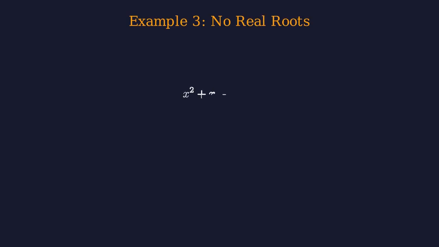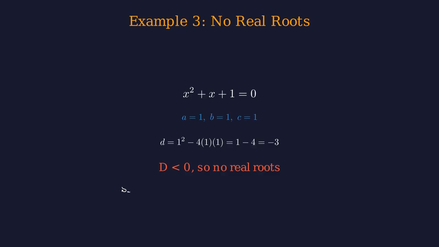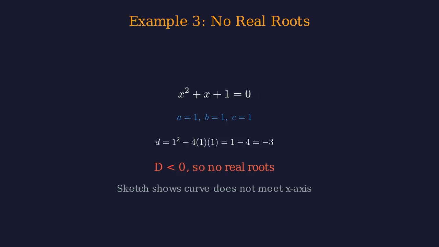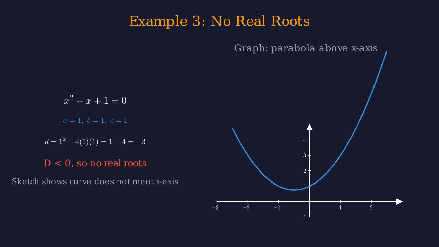Example 3. x squared plus x plus 1 equals 0. a is 1, b is 1, c is 1. D equals 1 minus 4 equals negative 3, which is negative. That tells us there are no real roots. The parabola sits entirely above the x-axis, since a is positive. Instead of forcing messy algebra, write D equals minus 3, less than 0, so no real roots. Sketch shows curve does not meet x-axis. That statement alone often wins method credit when the mark scheme asks for the nature of the roots.